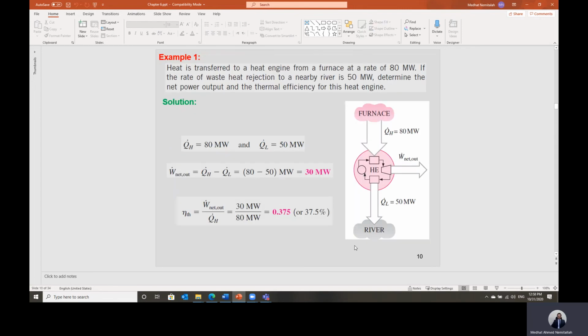Inshallah, next time we'll be talking about the other statement, which is the Clausius statement, which should be applied in the case of refrigeration and heat pump systems.